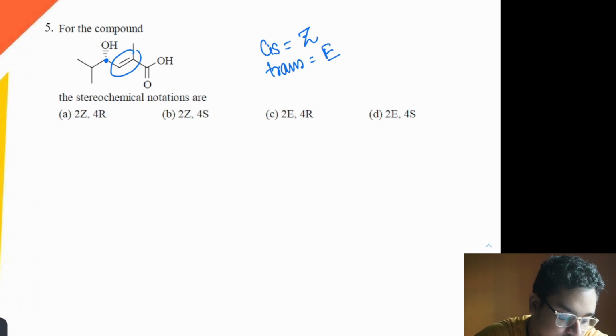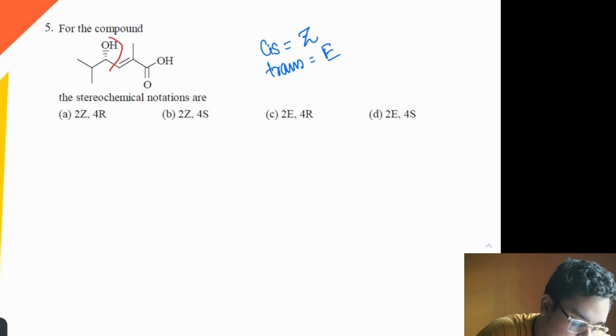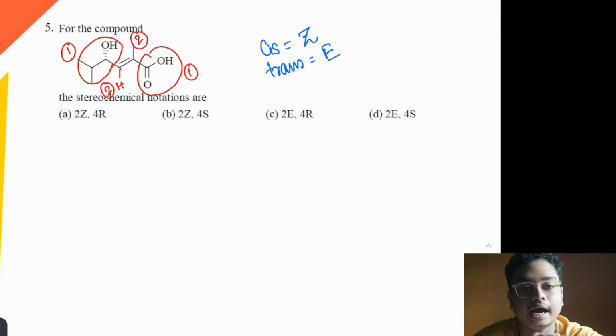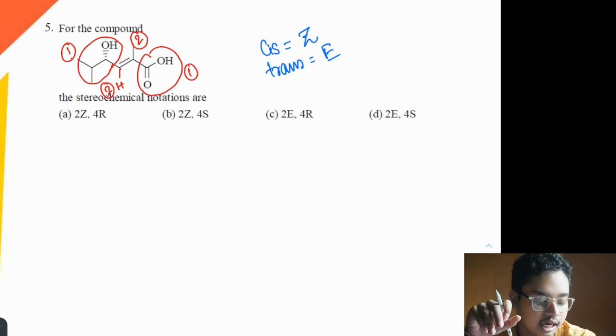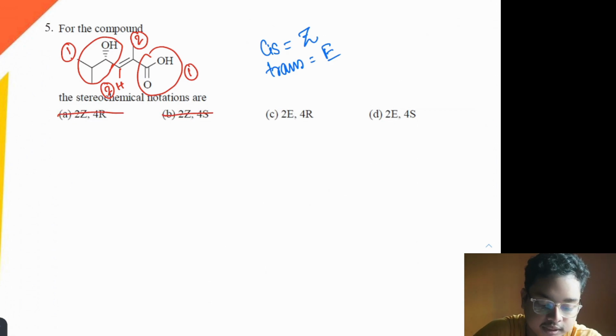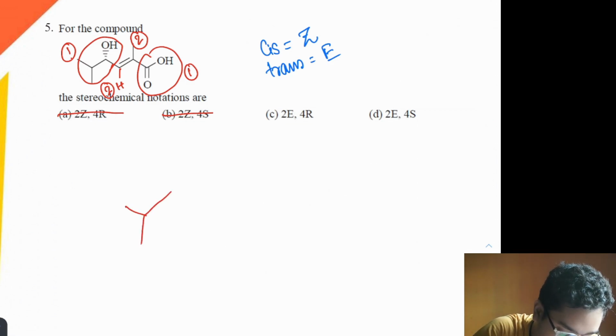We just have to find whether this particular group is cis or trans. Okay. Now if we see here, this group will get highest priority over this group. Similarly, this particular acid group will get highest priority over this methyl group. So that means the highest priority groups of each carbon center are present anti to each other. That means it is a trans molecule, and for a trans molecule the naming is E. That means these two options are gone. So now these two options are there. Okay. Now we just simply draw this particular molecule in a brief way.